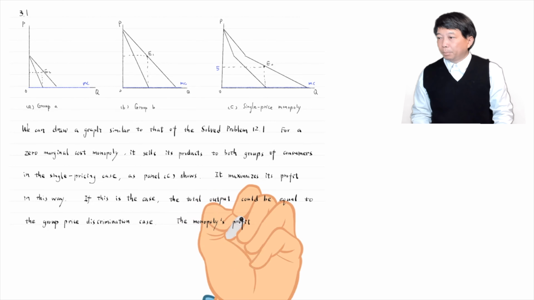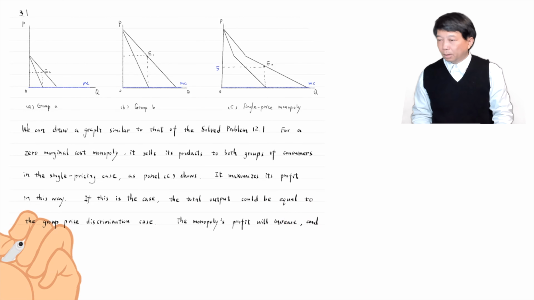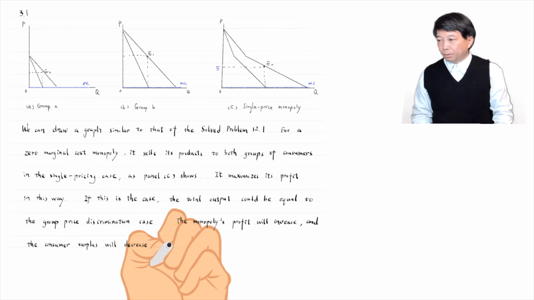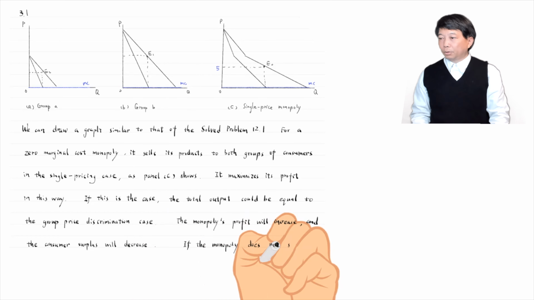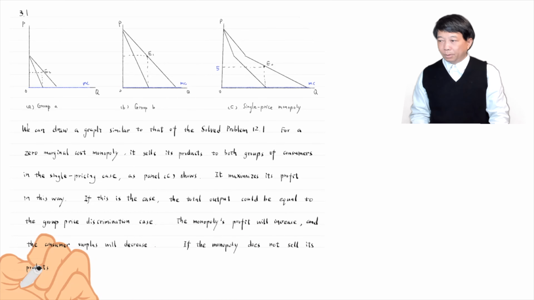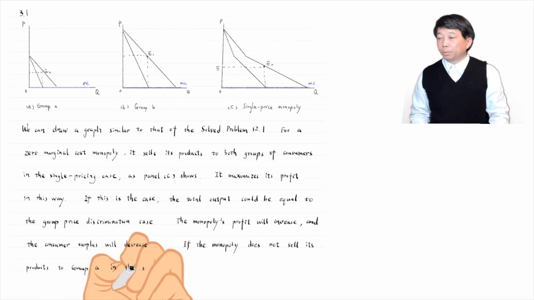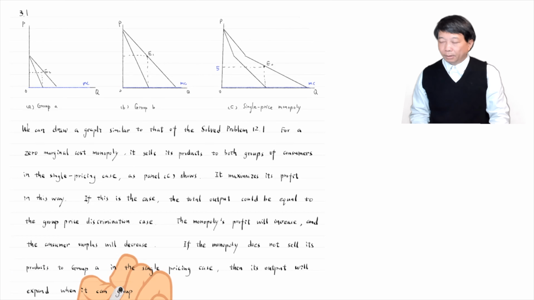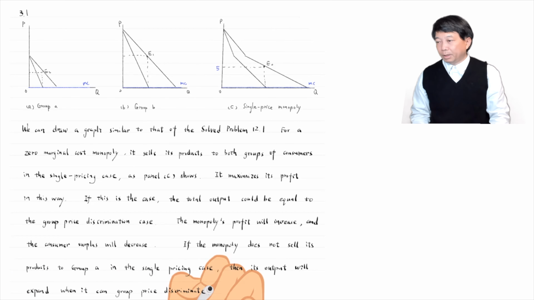The monopoly's profit will increase, and the consumer surplus will decrease after the group price discrimination. You can verify this conclusion using the textbook example. If the monopoly chooses not to maximize its profit by only selling its products to Group B in the single pricing case, then its output will expand when it can group price discriminate.